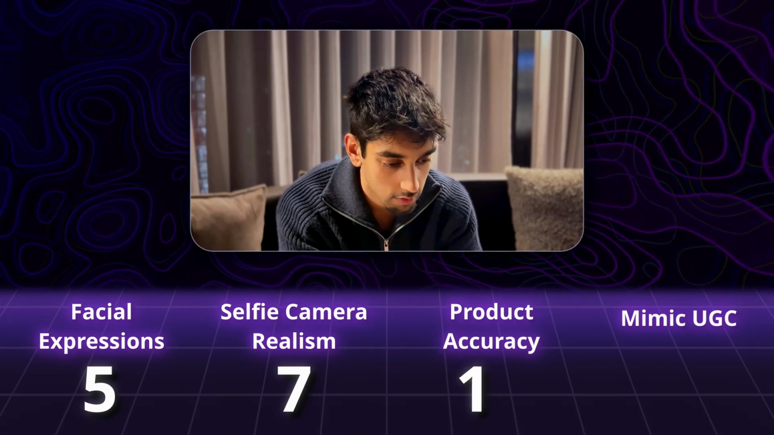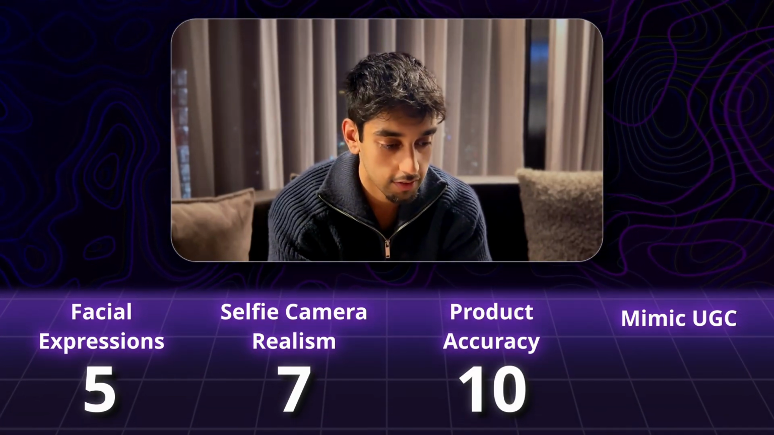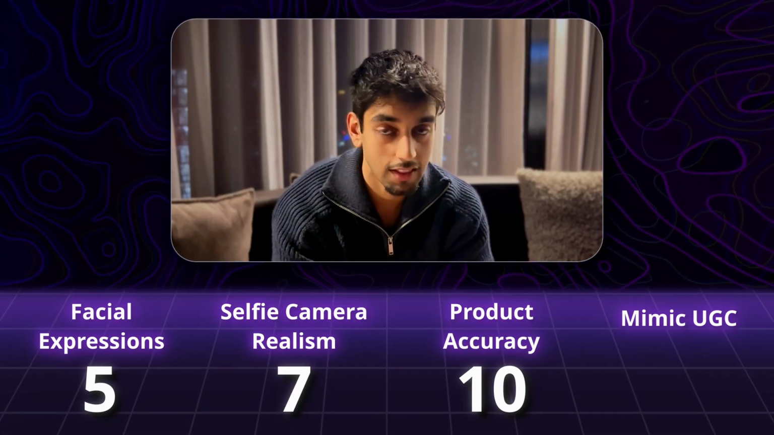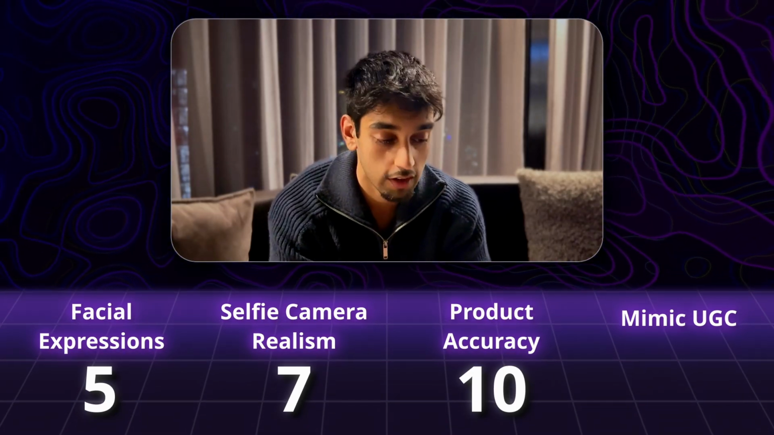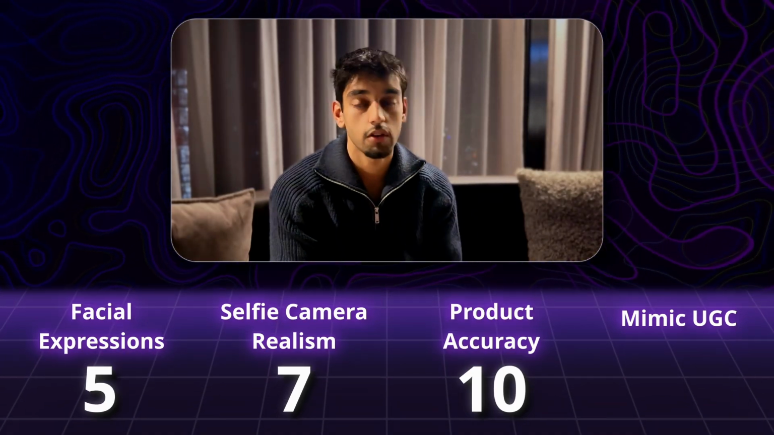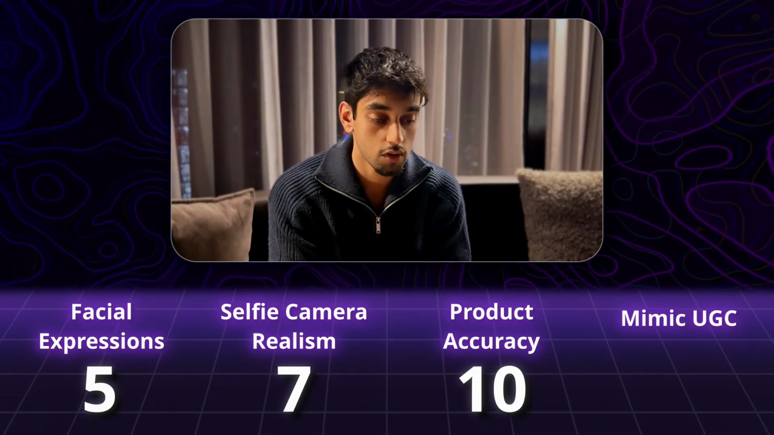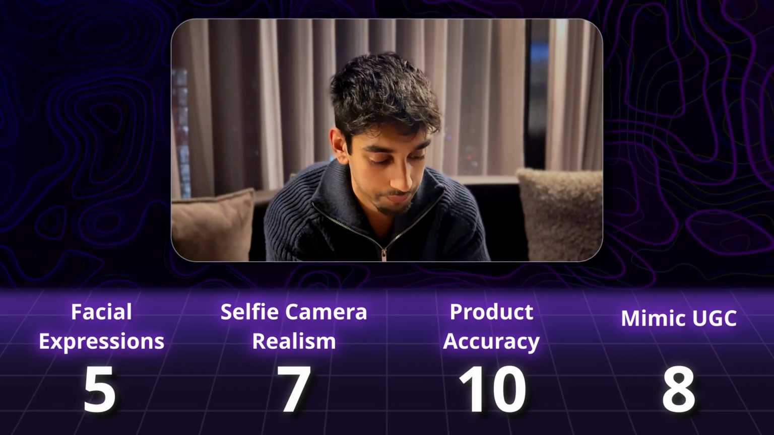Give it a 10. It captured the product accurately. You can easily tell it's a NutriBullet. You can see all the different buttons, ports, the latch, or how the blender closes. Next is how well the model mimics true UGC creators. The hand movements were really natural, and that's exactly how UGC creators would actually do it. So I'll give that a solid 8 out of 10. Pretty good for Guacamajin. Next up is WAN 2.5.